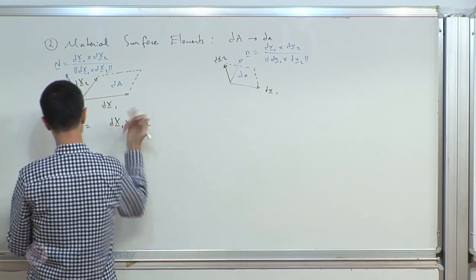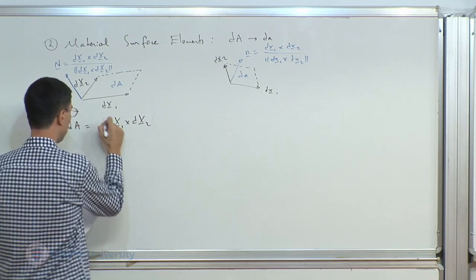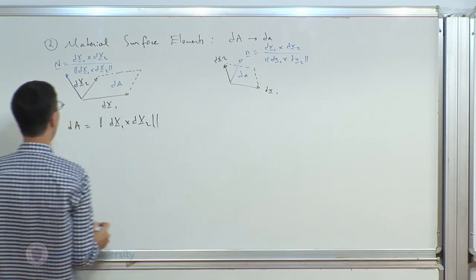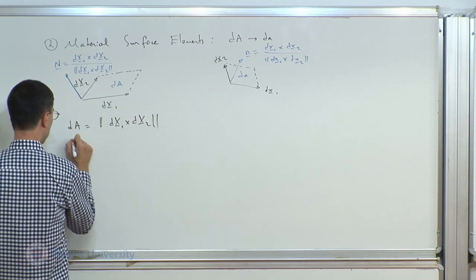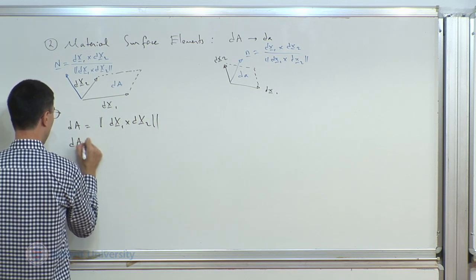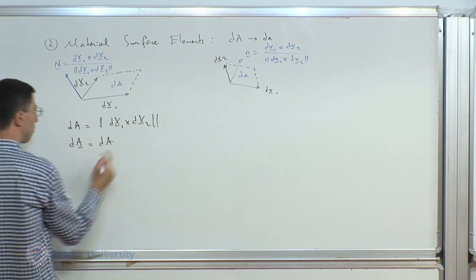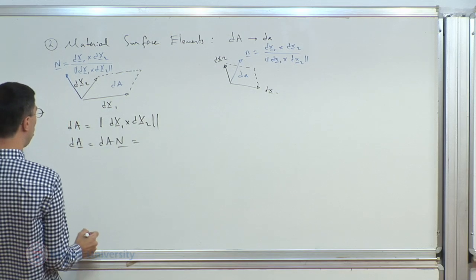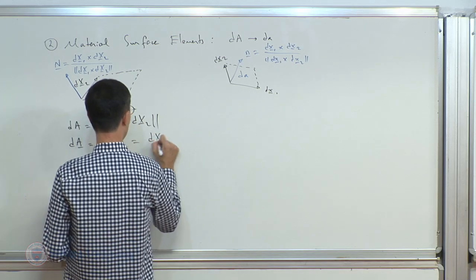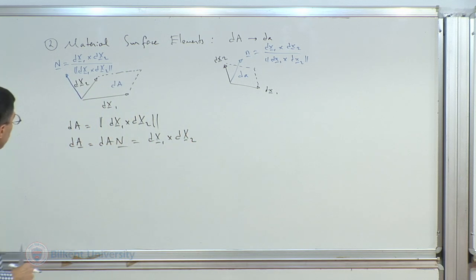In fact, there is also the area information. Let's embed that. Let's first write it like this. So that's the magnitude, that's the area. I will also build the area vector, and that vector is going to be composed of the magnitude of the area and the direction of the area, n, okay? So that is nothing but dX1 cross dX2.